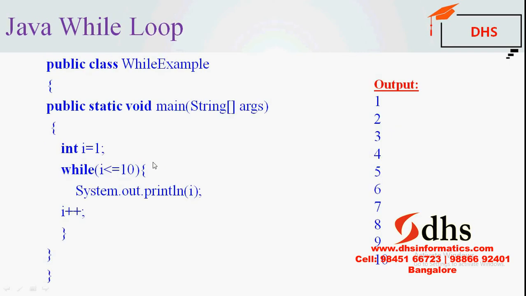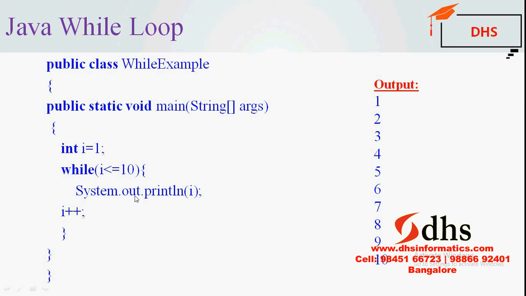So for example, you can see i is 1, I have already declared. i less than or equal to 10, System.out.println(i). So this is i++. Here it is the same as whatever we use in a for loop. We are checking the condition here. First we are initializing, checking the condition and incrementing.